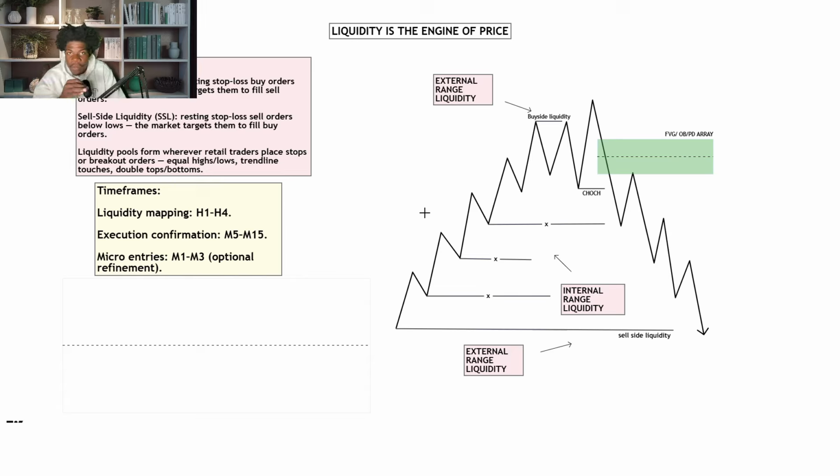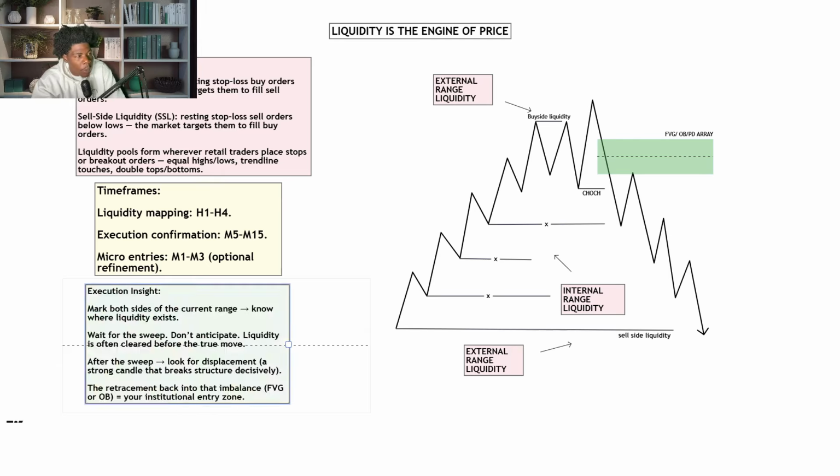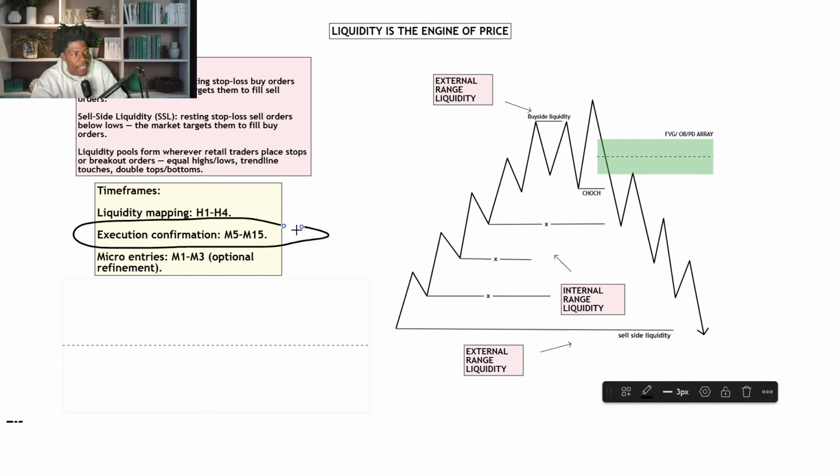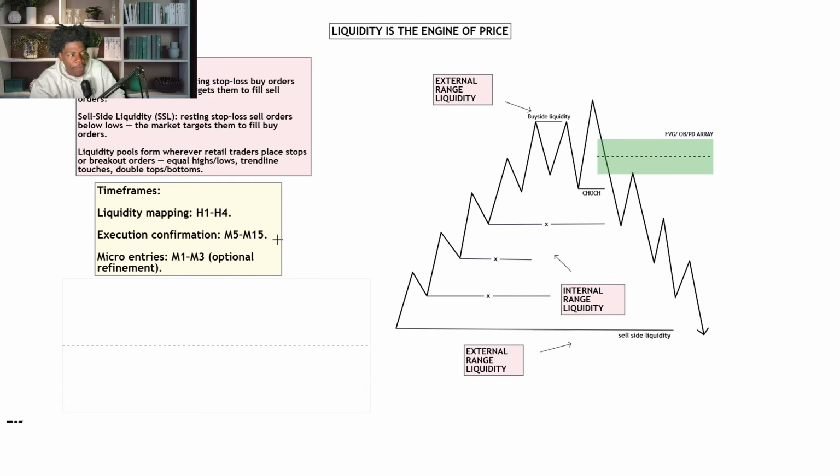Like for me, I'm more of a scalper. So I start on the 4 hour or the 1 hour, and I look for my higher time frame liquidity points, my higher time frame zones, right? In my higher time frame PD arrays that price may pull back into. Then I scale down to the lower time frames. These are my execution confirmation time frames, from the 5 minutes to the 15 minutes time frames. That's where you can scale down.